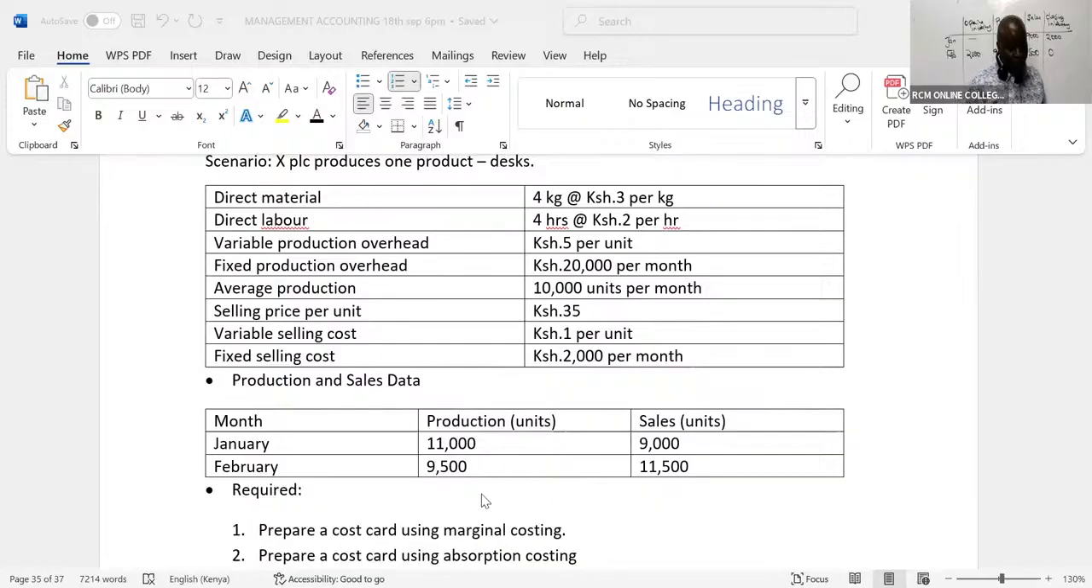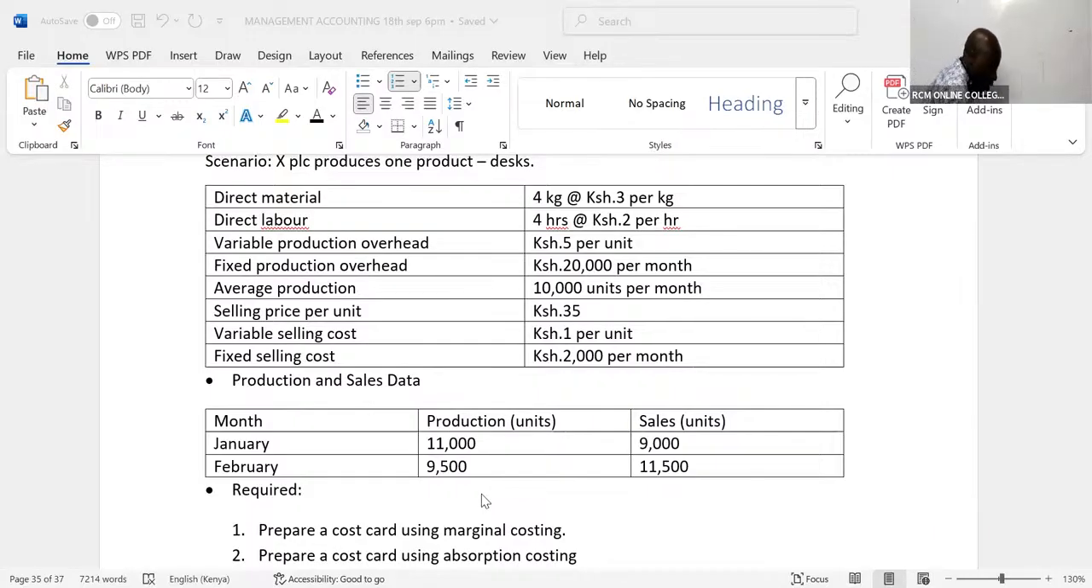So then they want me to prepare, number one, a cost card using marginal costing. Let's prepare a cost card using marginal costing. So mention there cost card in brackets MC. I'll wrap this, but I expect when I start doing my P&L, you'll be able to remind me these figures. If you don't remind me these figures, I know the punishment that will be meted unto you guys. Because already you have them.